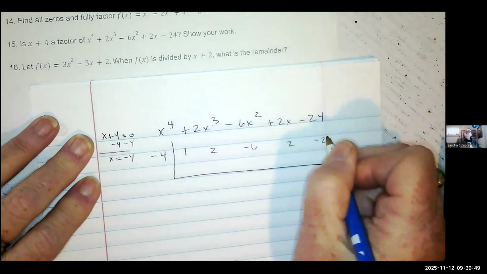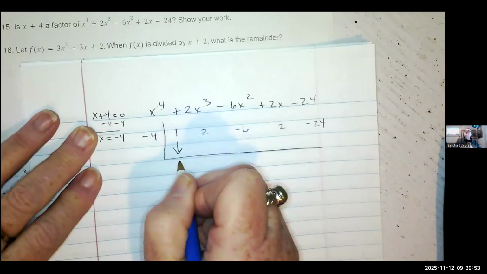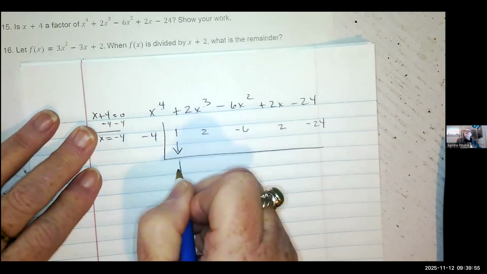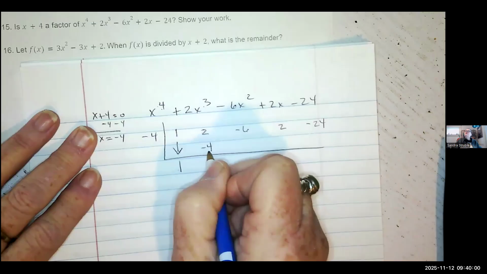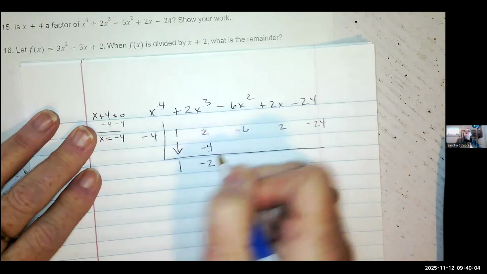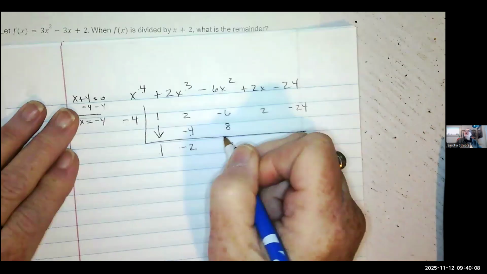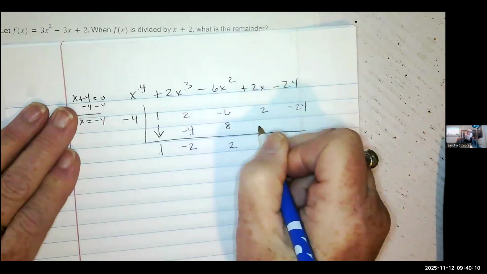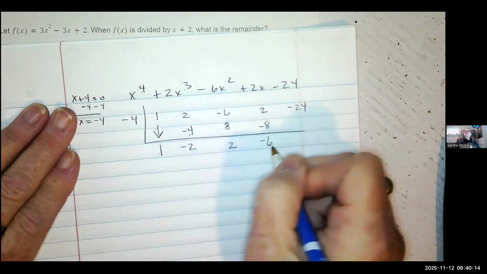Start by bringing down your first coefficient, 1, then multiplying -4 times 1 is -4. Add 2 and -4, that's -2. Multiply -4 times -2, it's +8. Add, you get 2. Multiply again, -4 times 2 is -8. Add, you get -6. Multiply again, you get +24. And that gives us a remainder of 0.